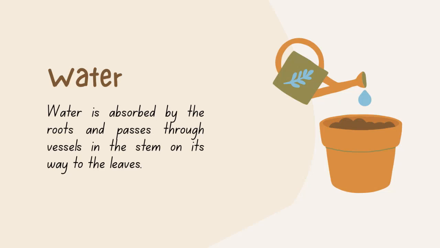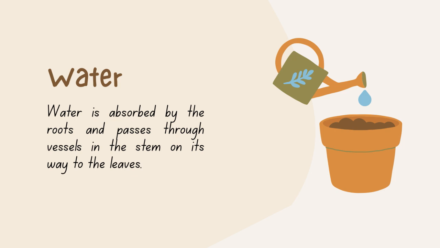Water is a vital component of plant life, and it all begins with the roots. When water is absorbed by the roots, it then travels through tiny vessels inside the plant's stem. These vessels act like a transportation system, moving water upward from the roots toward the leaves.